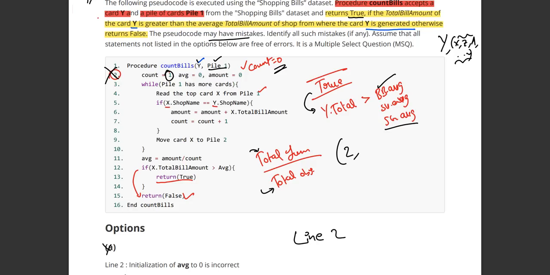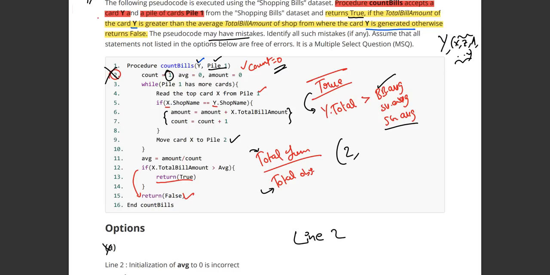So line number 12 is not a mistake. It is not a mistake because if you see, initially we checked if it is from the same shop or not. If it was from the same shop, only then we have executed these two lines. After executing line 6 and line 7, we move the card to pile 2, and after moving to pile 2 we are finding the mean or the average, which is amount by count. For example, if amount was 500 and the count is 1 because we only came across one card, therefore 500 by 1 will be 500.